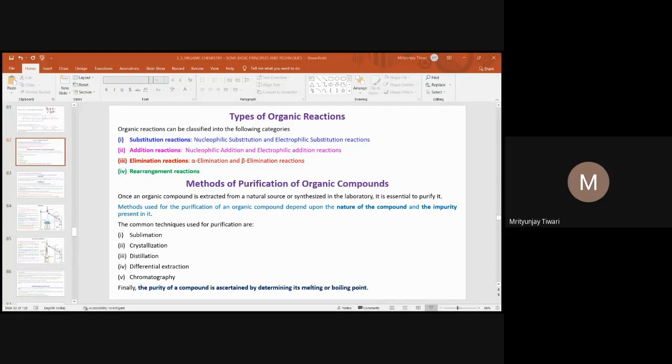And with that, the copper sulfate also changes color from white to blue, which means that the gas that was there contains steam, and that means water. So we can understand that carbon and hydrogen are there in the given organic compound.